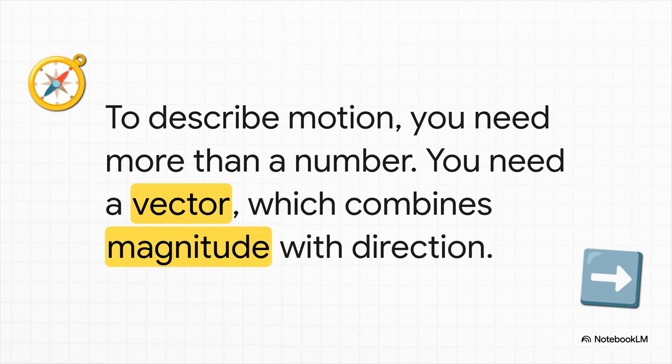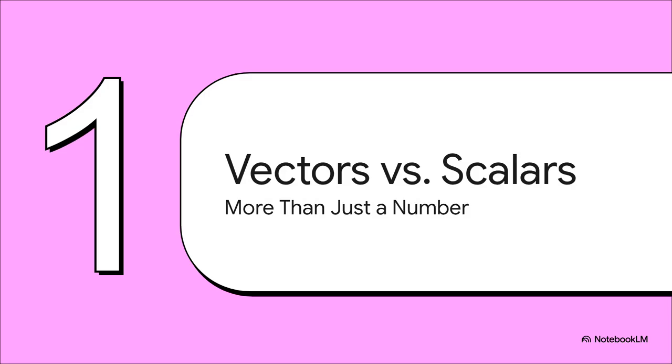So, to get the full picture, not just how fast, but also in what direction, we need a tool that can bundle those two ideas together into one neat package. And that package is a vector. So what exactly is a vector? The easiest way to wrap your head around it is to compare it to what it's not, something called a scalar. Getting this difference down is the key to everything else we're going to talk about.